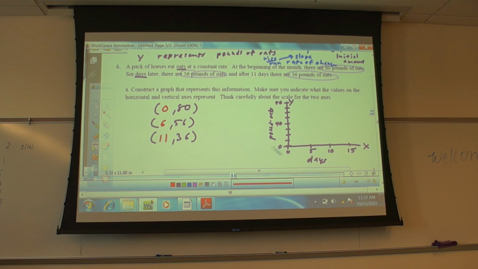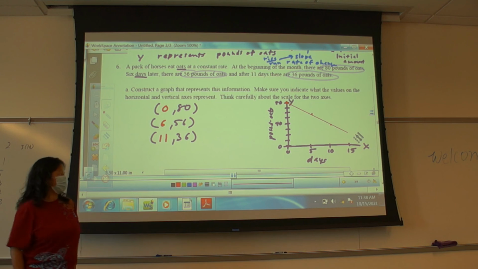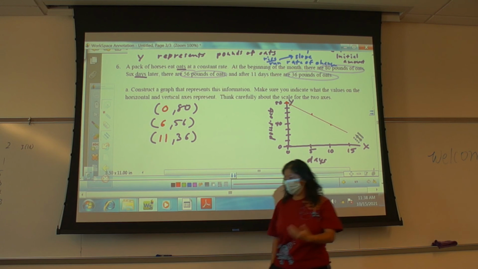Remember, first I go to the elevator, then I go up and down. So 0, I don't go anywhere, and I go up to 80. 6, I go right here, up to 56. 11, up to 36. So it makes kind of a line, more or less. And depending on how good your drawing skills are, they might be less of a line or more of a line, but they should fall in a line. Like mine's off a little bit here, right? So technically that dot should have been down a little bit lower, you know, just work with it. You know it's a line.